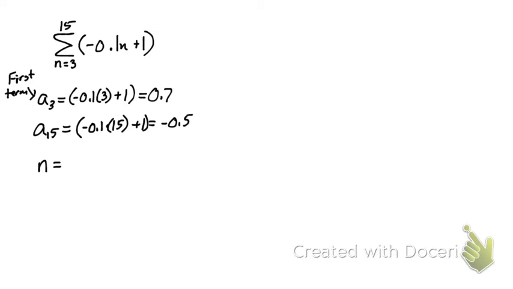Alternatively, you can go 15 minus 3 plus 1, because 15 minus 3 gets you how many steps you have, but then you need to add 1 for that first term. So if you're ever looking at this and just want to subtract these two, remember you have to add 1 more to account for that missing term. However you come up with it, we should have come up with 13.